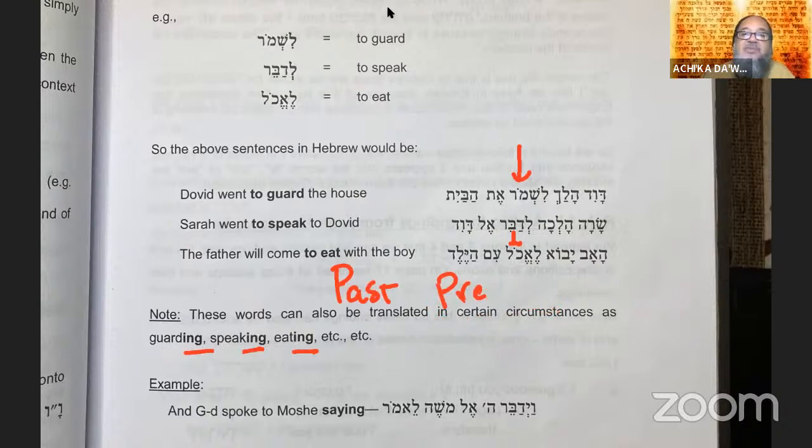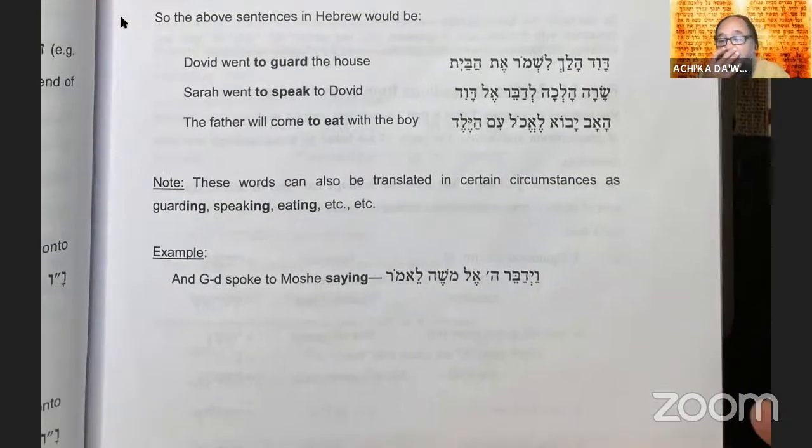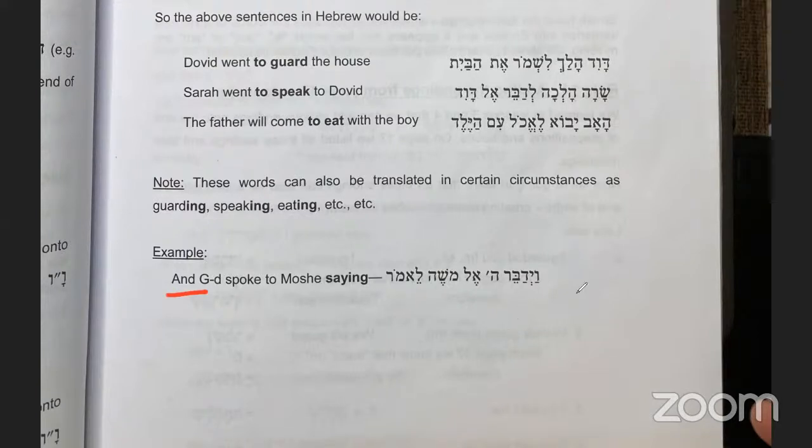And if you notice, I keep talking about past, present, and future because those are the tenses that you're always going to work in. You're always going to be asking, is this in the past, present, or future? And so, the example here is that Elohim spoke to Moshe saying. So you tell me, I'll go off the first word, and where's that at? What letter? Wa. Wow, good.